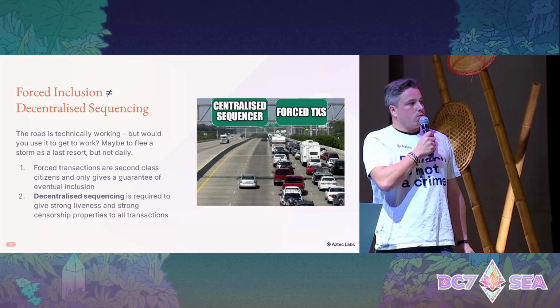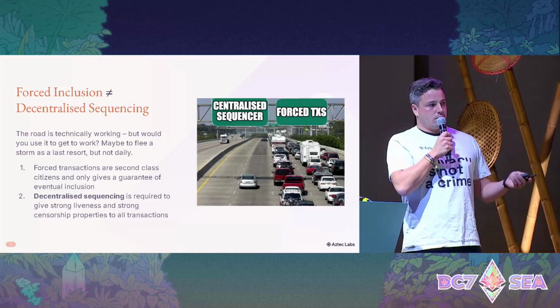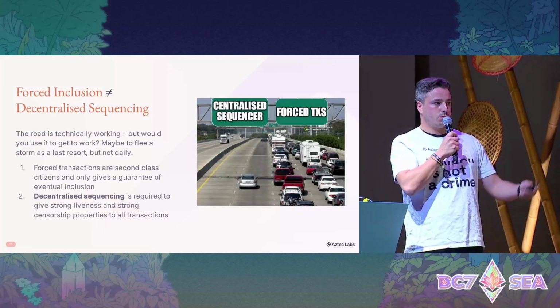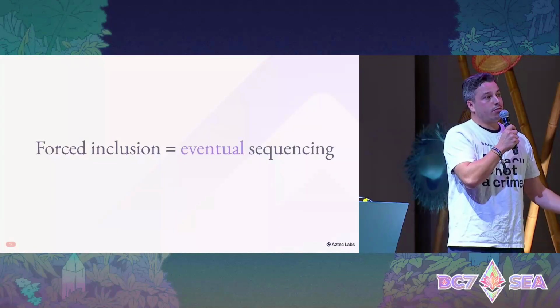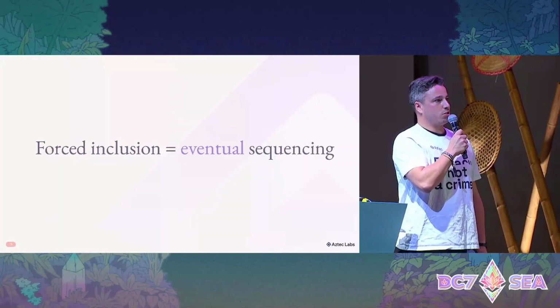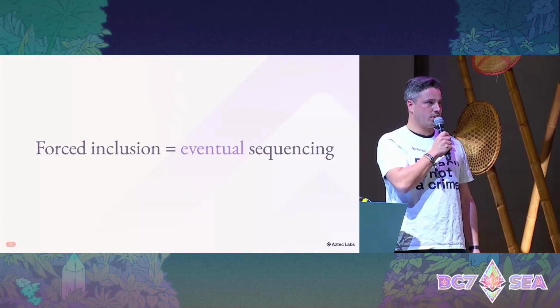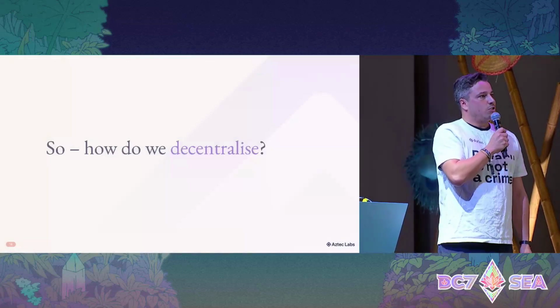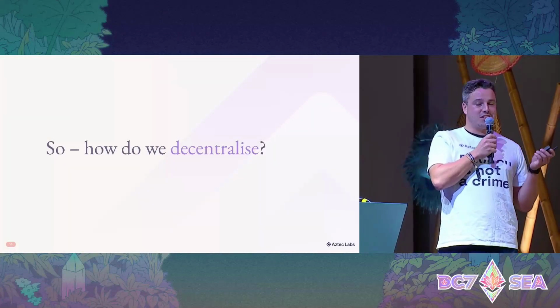All they guarantee is an eventual sequencing. And we need to decentralize our sequencer to ensure that these properties are the same for all transactions. So if you leave with anything, please leave with this: forced inclusion is eventual sequencing, not decentralized sequencing, and we can't rely on it. Okay, so that's a lot of the why. Hopefully you're with me now and you want to decentralize your sequencers.